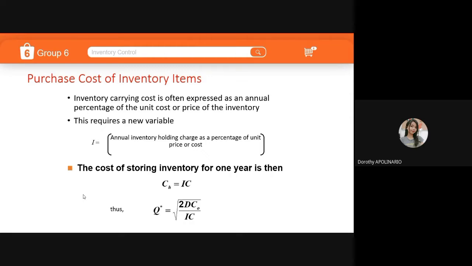Next, the inventory carrying cost is often expressed as an annual percentage of the unit cost or price of the inventory, and this requires a new variable written as the letter I, which stands for annual inventory holding charge as a percentage of unit price or cost. So the holding cost for 1 year is equal to I multiplied by the cost per unit, and the EOQ formula.